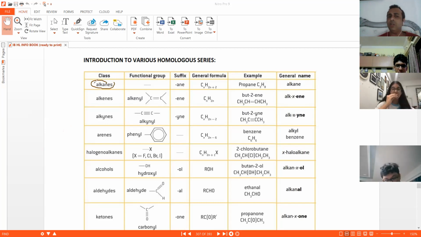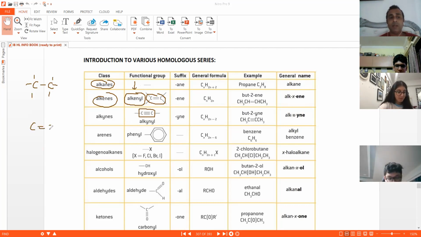Alkanes, there is no functional group in alkane. Alkenes, the carbon carbon double bond is the functional group. The name is alkenyl. Remember the name. Alkynes, it's carbon carbon triple bond. IGCSE and MYP have not learned alkynes. So carbon carbon single bond, alkane. Carbon carbon double bond, alkene. Carbon carbon triple bond, alkyne. Functional group alkynyl.